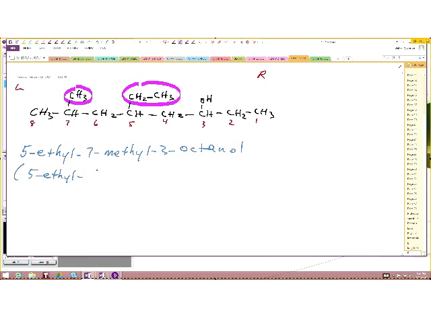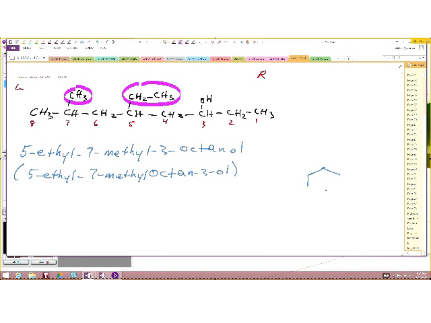5-ethyl, 7-methyl, octane. Before you then use the suffix, you now have hyphen 3-ol. Okay, so you now use that to indicate the position of the hydroxy group. So any one of these that you are comfortable with is fine with me. Okay. Now supposing we have this.